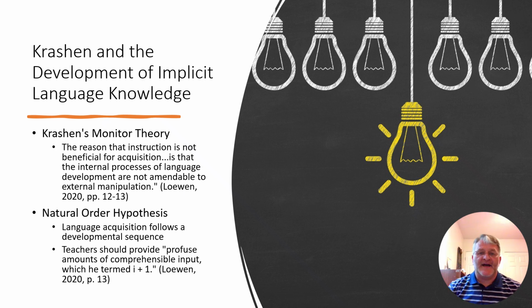Stephen Krashen had many interesting ideas on the development of implicit language knowledge. Two areas that Krashen touched on that I found very interesting, and I have begun to apply in my pedagogical approaches to second language instruction, are his monitor theory and his natural order hypothesis. Specifically, Krashen felt that the reason instruction is not beneficial for acquisition is that the internal processes of language development are not amenable to external manipulation.